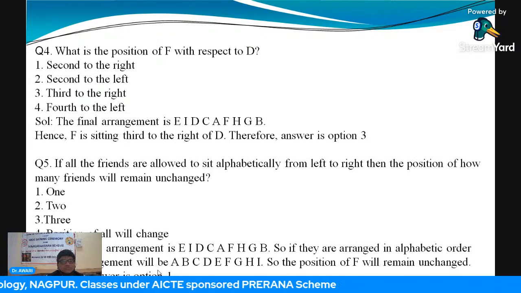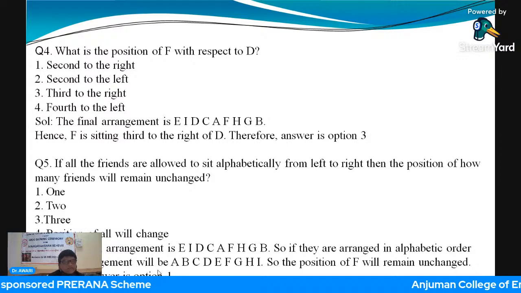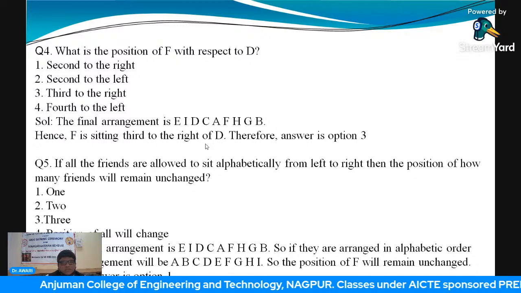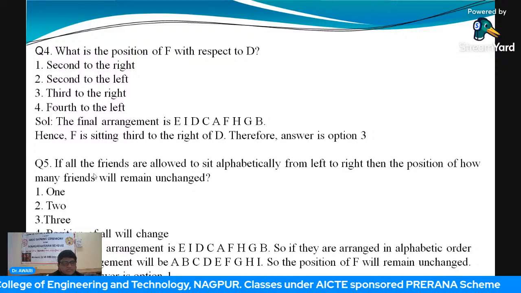Then what is the position of F with respect to D? Second to the left, second to the right. So again, looking at the final arrangement, F is sitting third to the right of D. Therefore, the answer is option 3.